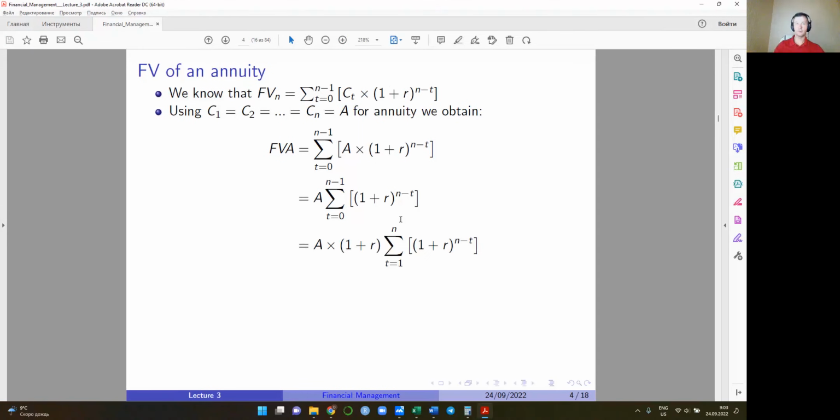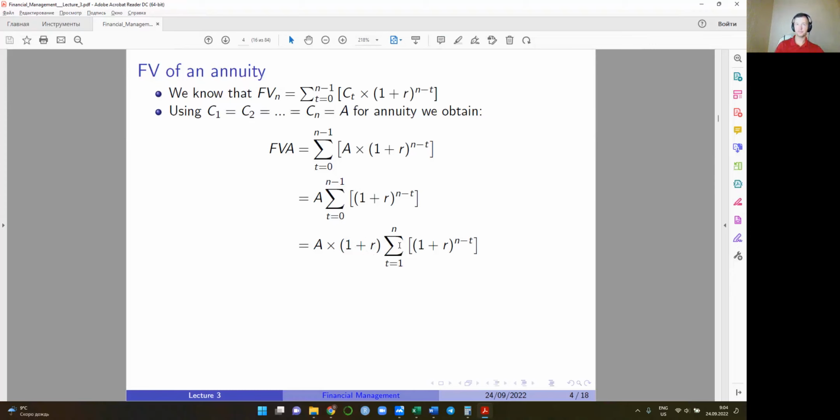So just to make it slightly more useful, we factor out also one of these terms, 1 plus r, out of the summation sign. So we just change the index here. Nothing happens here. We just change the index. Instead of 0 and n minus 1, we take 1 and n. So this is just to make everything formally correct.